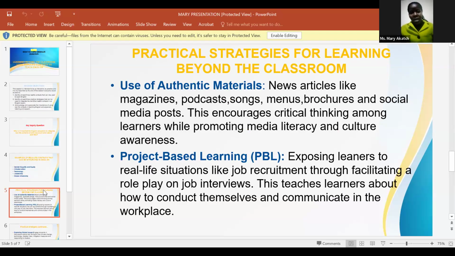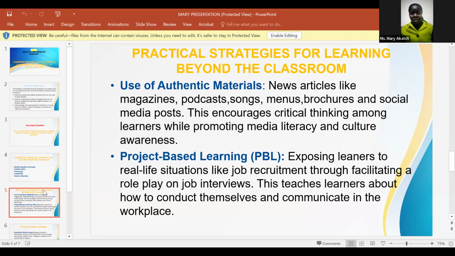So as well, it can apply in English, whereby we just make sure that we bring on board all the stakeholders and also the learners. We connect them to the community.